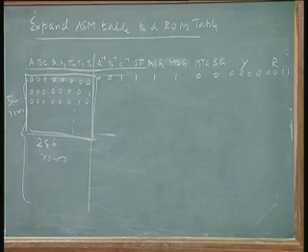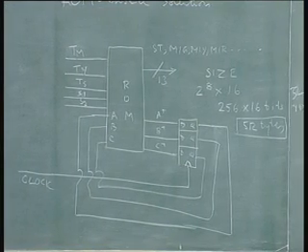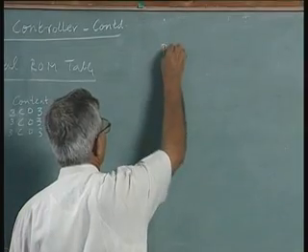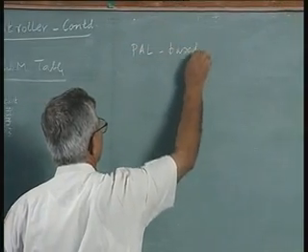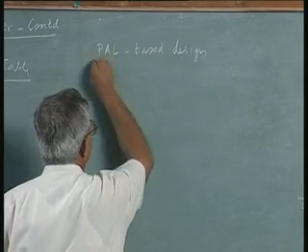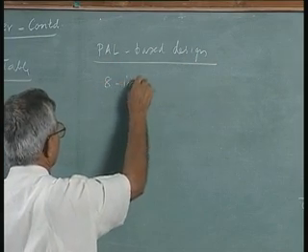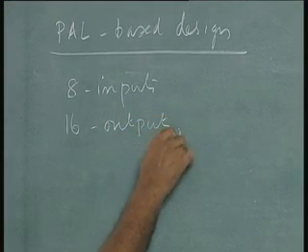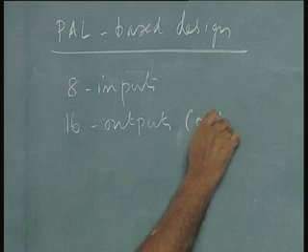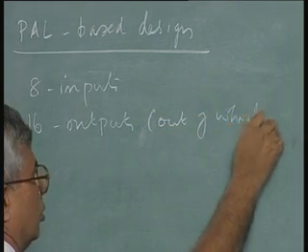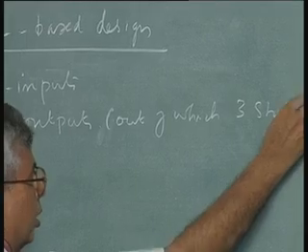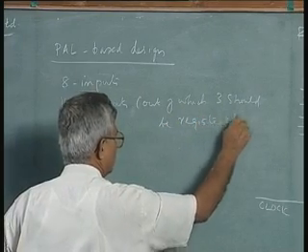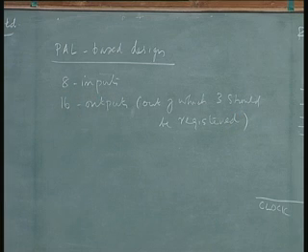has 5 plus 3, 8 inputs. So, the PAL approach. We have seen the design of PAL earlier, so I am not going to spend time on it. So, PAL based design, eight inputs, 16 outputs, out of which at least 3 should be registered outputs. Three should be registered outputs, 3 registers are required.